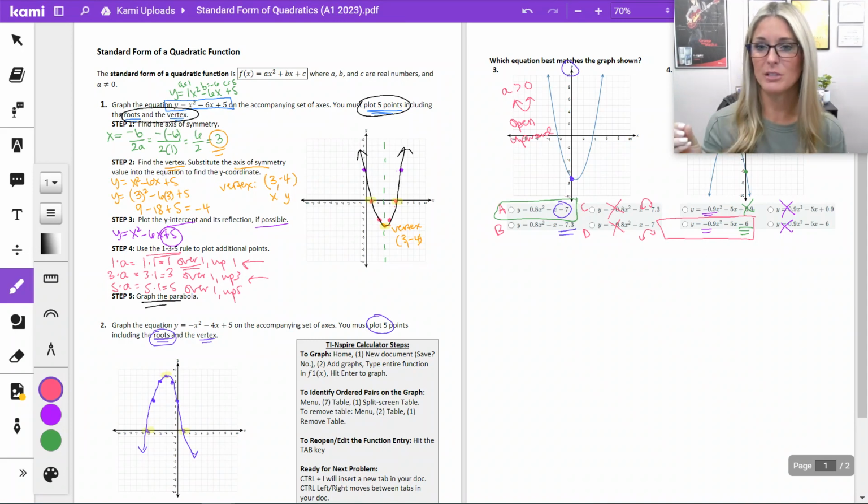And then matching with multiple choice, super, super easy. You shouldn't be typing those into the calculator. We're just looking at the A value at front, if it's positive or negative, and then the C value or the constant in that quadratic function is going to be our y-intercept. So very easy to match there.